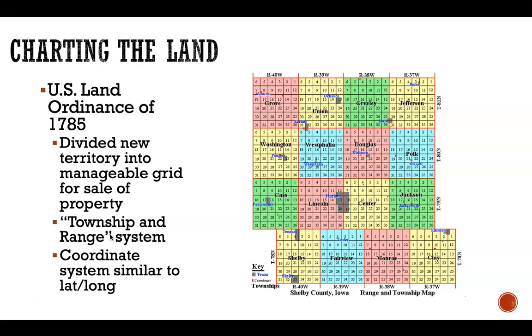You should maybe review that. But what it does is it divides the new territories, think kind of west of the Appalachian Mountains, into a manageable grid so it can be sold to frontier people, right, who are Americans who are pushing west. We have a township and a range system. And we think of this as almost absolute location in a lot of ways because it has a coordinate system. It's similar to latitude and longitude, and it helps break up property into manageable things.